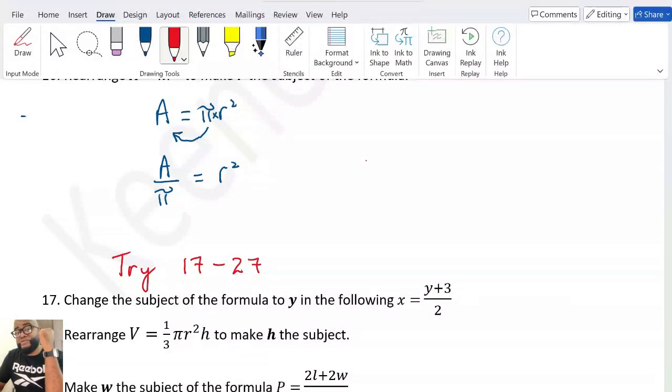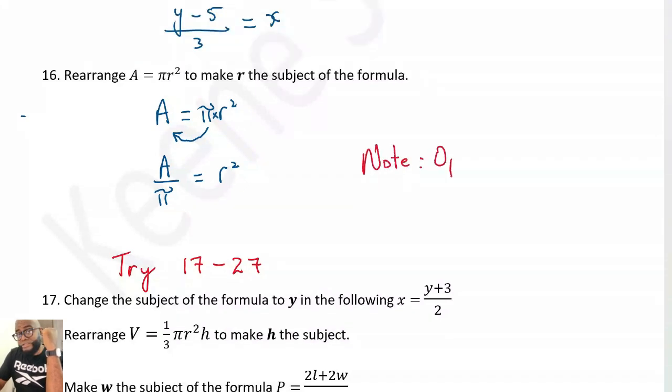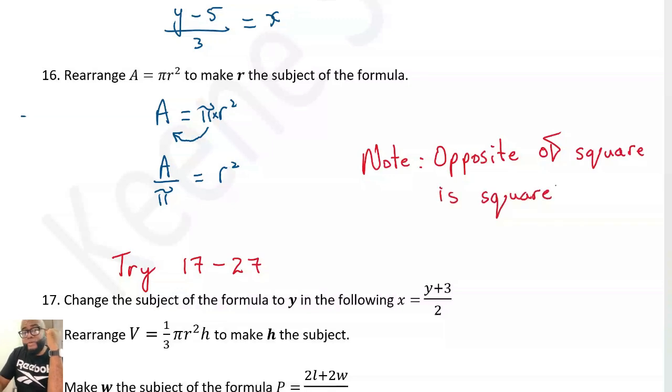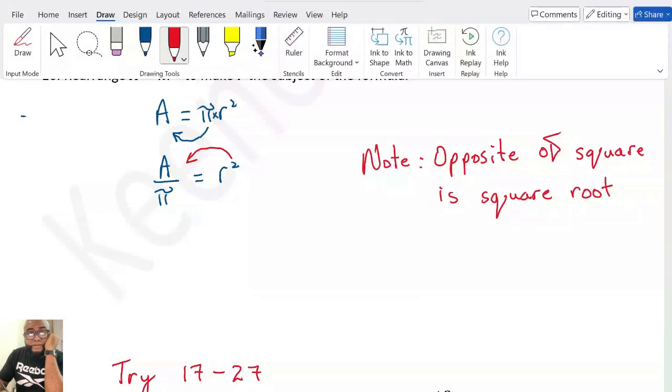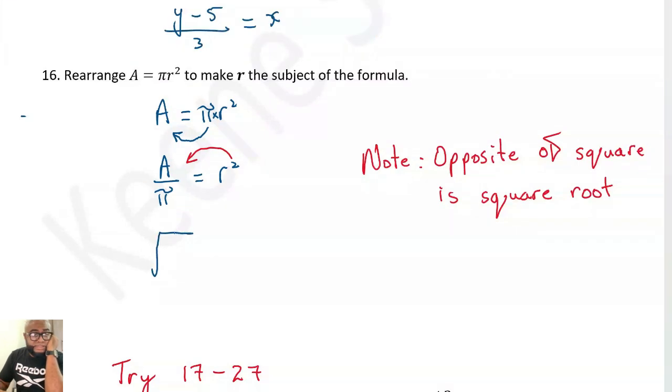Now, to get rid of the squared, we have to do the opposite of squared on the left side. Note, opposite of square is square root. Square root. So you want to do the opposite of square on this side, which is square root. So this will now become the square root of everything that was on that side. So it'll be the square root of A over pi is equal to r. Cool? Everybody good there? Right, done. R is now the subject of the formula, right? So we pause it there.